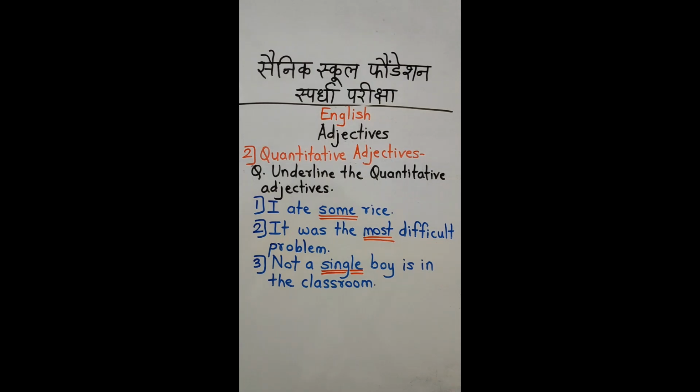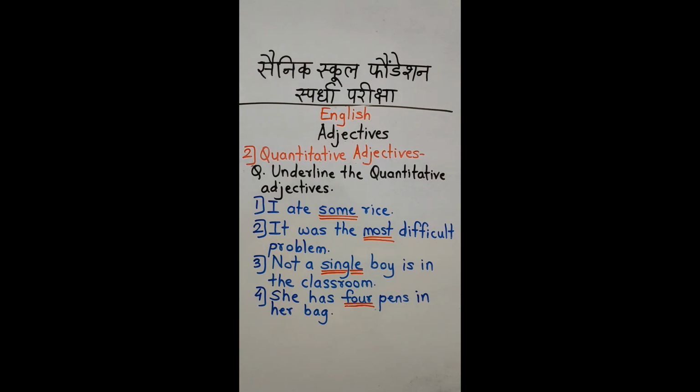The next example is, she has 4 pens in her bag. In this sentence the word 4 denotes the number of pens in her bag. So here we should underline the word 4, which is a quantitative adjective. That means the numbers 1, 2, 3, 4 and so on are also examples of quantitative adjectives. In this way we can identify whether the given adjective is a quantitative adjective or not.